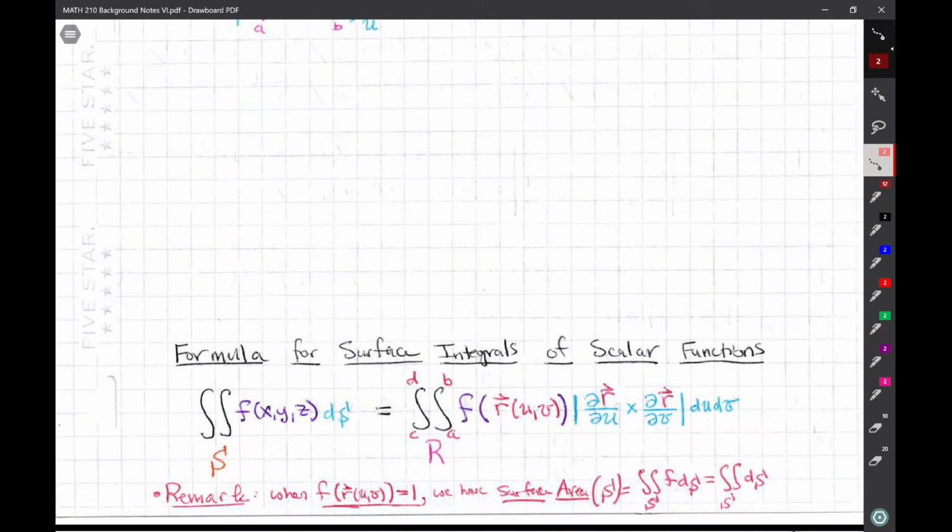Quick note: if this function f was 1, well, then you could treat this whole thing as 1, and you get a double integral of dS. What do you end up with when you do that? You end up with the surface area. And that's why the surface integrals of scalar functions are often used to compute surface areas of arbitrary surfaces in 3 dimensions. You would here take this function of 3 variables and just set it equal to 1, and that will allow you to compute surface areas.